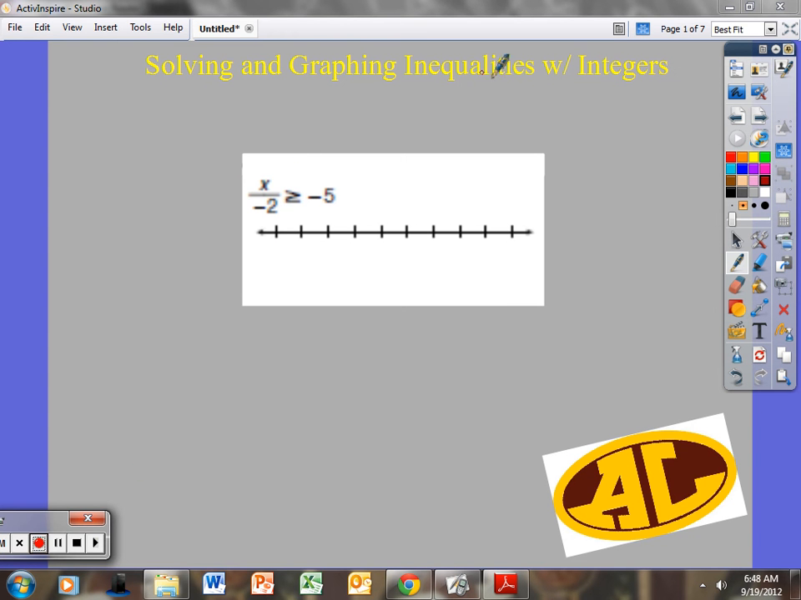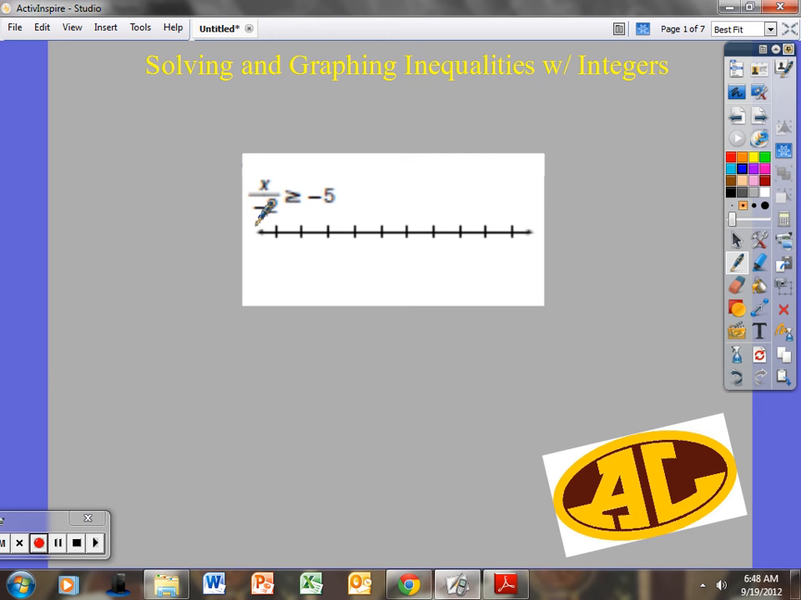Take a look at solving and graphing inequalities with integers. Very much like solving and graphing inequalities without integers, kind of what we did in Chapter 1. This is just adding an integer. Nothing we can't do. Take what we know and use that as our foundation.